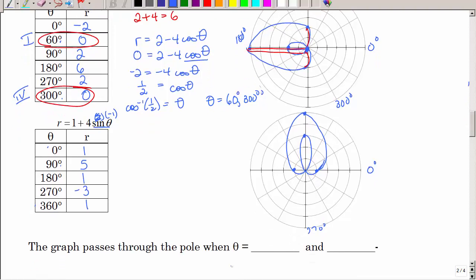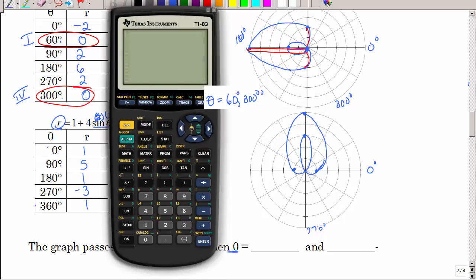So what I want to know is, when did it pass through the pole? What is theta? So we're going to do this algebra. We're going to say when r is 0, because that's when it passes through the pole. Okay. So subtract 1, divide by 4. Now this is not something we memorized from trig. We're going to need a calculator.